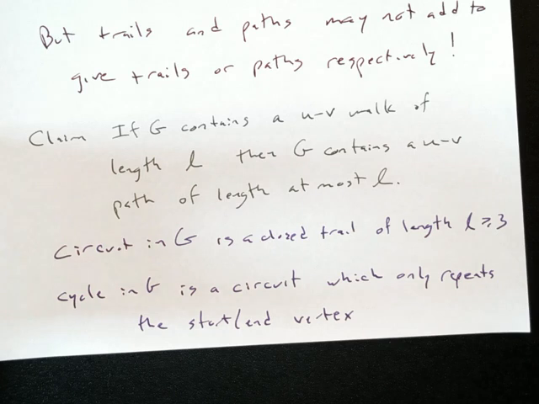A cycle is even if its length is even. A cycle is odd if its length is odd. If you remove a vertex from a cycle, you get a path, because nothing's repeated.